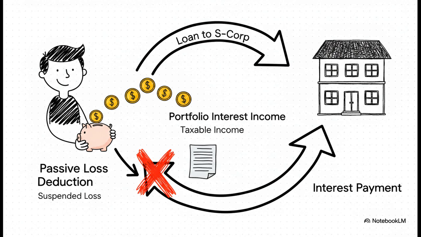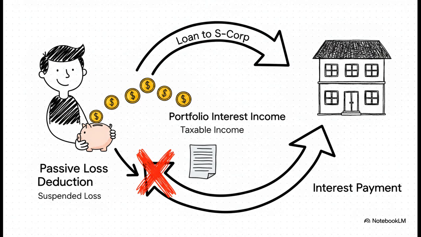Imagine you loan your own S corporation some money. The S corp pays you interest. To you, that's portfolio income, which is taxable. But for the S corp, it's a business expense. Your share of that expense flows through to you as a passive deduction. So what's the result? You're paying tax on the income, while the loss that should offset it gets suspended.